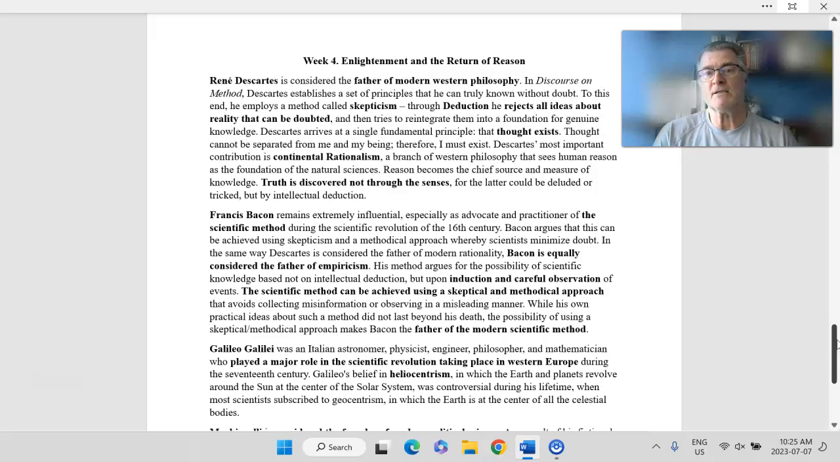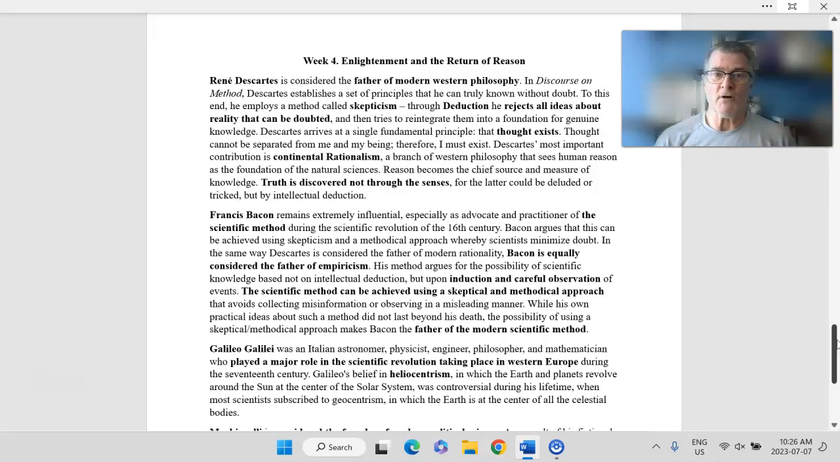Now, Descartes is considered to be the father of modern Western philosophy. And really what he came up with was a return to an ancient critical tool, skepticism. And this is the tool that Plato and Aristotle had discussed. Pre-Socratics, not so much, but certainly it's an ancient philosophical tool that gets reinvented in a tremendous way by Descartes, especially in his book, Discourse on Method.